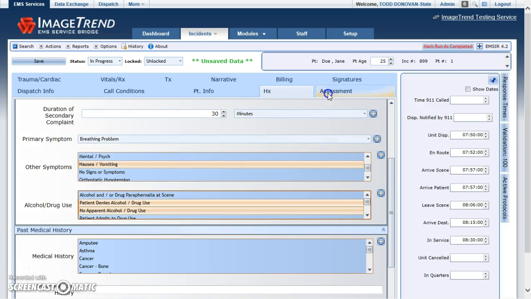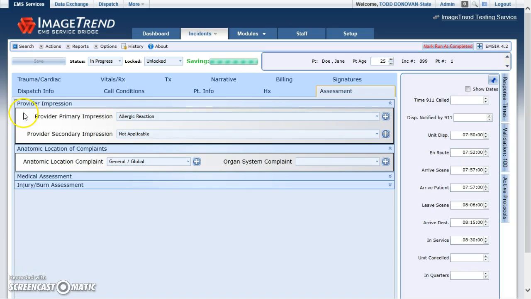Then as we go to Assessment tab, and we look at the primary impression of the provider, I chose allergic reaction. So the primary impression generally goes along with what I'm treating the patient for, my differential diagnosis, if you will. So I'm going to judge all my treatment based on my primary impression, which I believe the reason why he's having difficulty breathing is because he's having an allergic reaction.